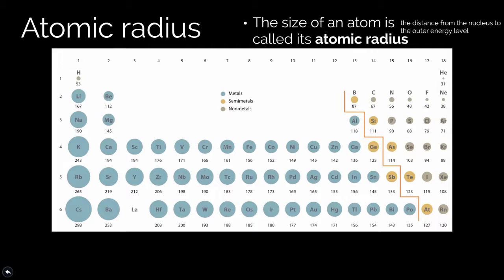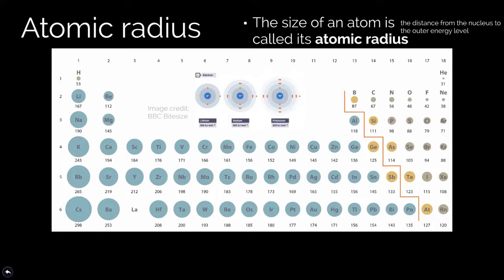So you see that every time we go down on a group or an element family, we are getting slightly larger and larger atoms at every step. And this is because when we look at the atomic models, we know we have different energy levels or different electron orbitals, shells. And so at every new row, we are adding one more energy level.